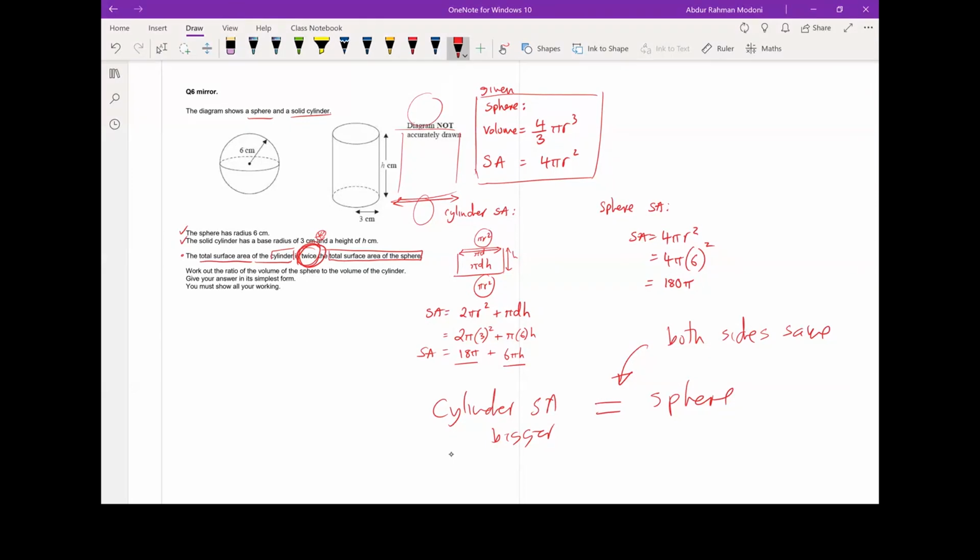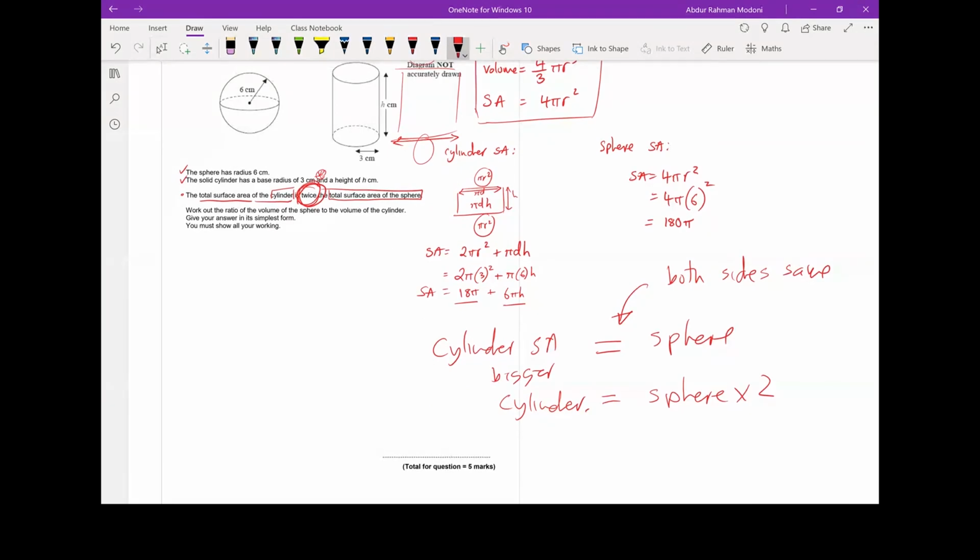So to make them the same, you would actually have to double the sphere, you'd have to times the sphere by 2. So you'd say sphere times 2 will then equal the cylinder surface area. A common mistake is that students usually write down cylinder times 2, but it can't be because the cylinder is already 2 times bigger. So to make them the same, i.e. equal, you need to double the other one.